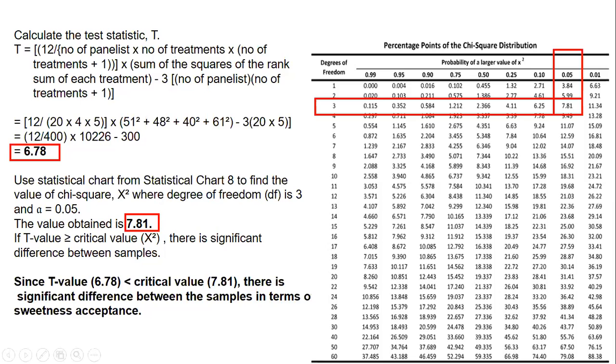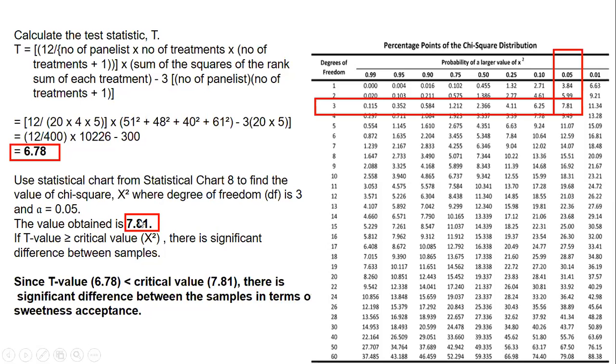Keep this value, and we go to the chi-square distribution chart, and then choose 0.05 as the significance level. For the degrees of freedom, we refer to the number of samples, 4 minus 1. So we get degrees of freedom 3 over here, and at the intersection here we get 7.81. So this is the value from the table.